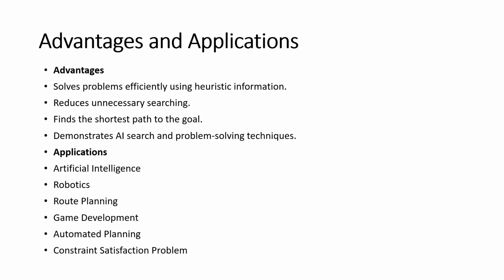And next one, AI search and problem solving technique also we can easily demonstrate for this problem. And what are all the applications it will be used for: AI, and then robotics, and then route planning, game development, automated planning, and then constraint satisfaction problem. So these are all the applications for solving. It will be very helpful to use this method.